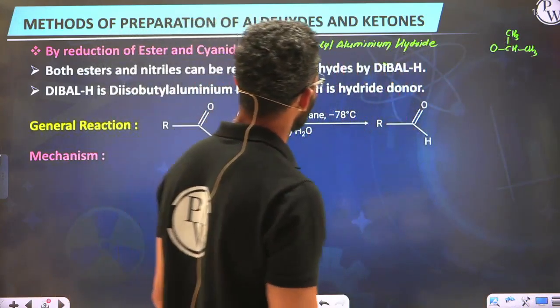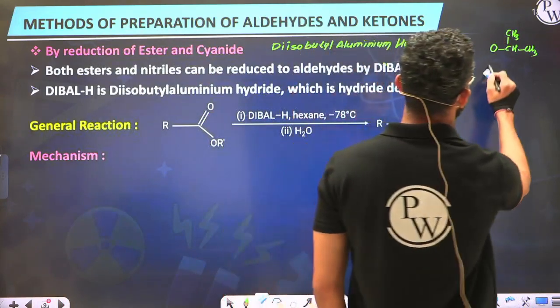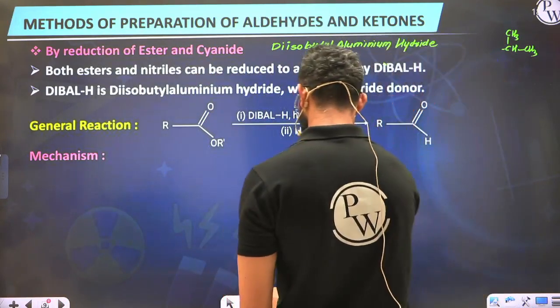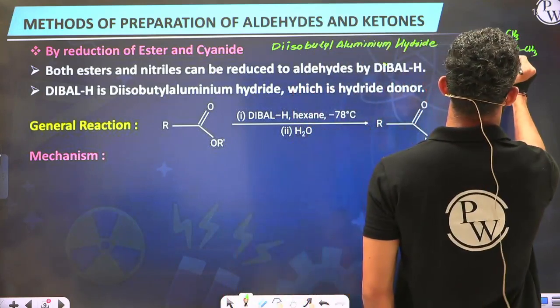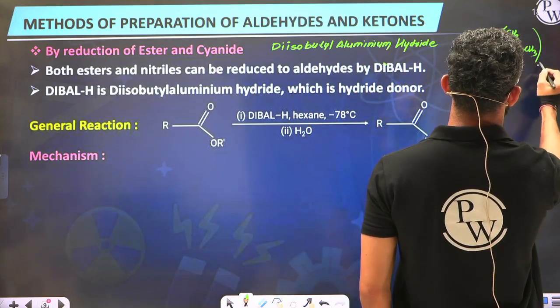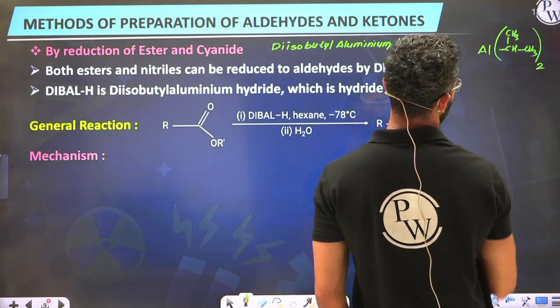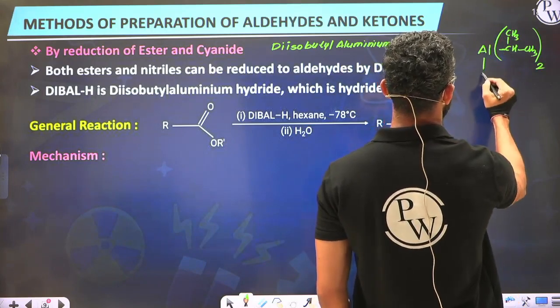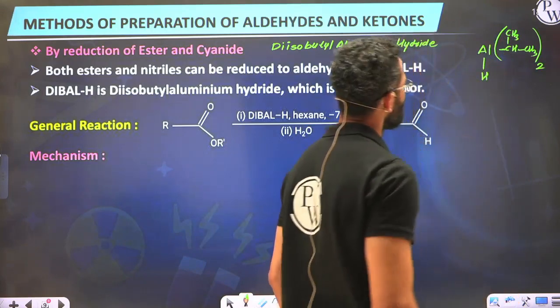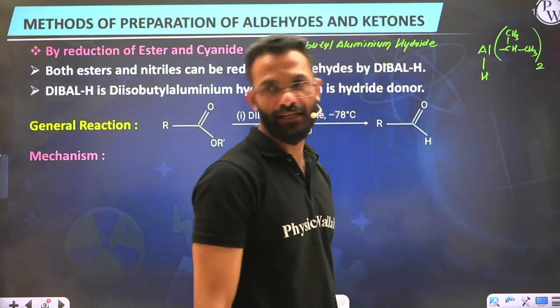Diisobutyl aluminium hydride. Okay. Yes, that's isobutyl. Let's see, we have got twice of this. So diisobutyl connected to aluminium and hydride. So that's diisobutyl aluminium hydride. You call it DIBAL.